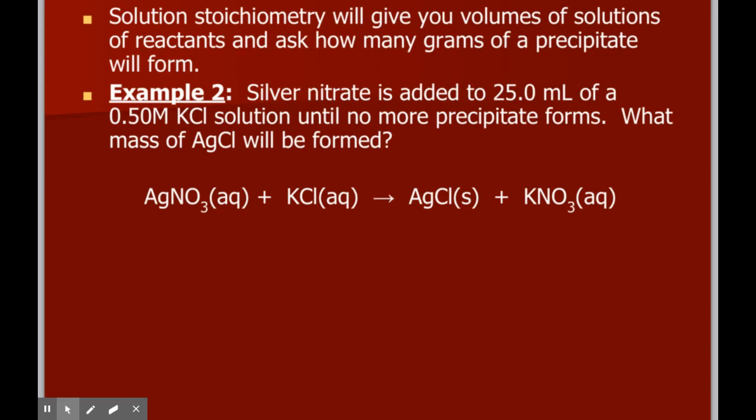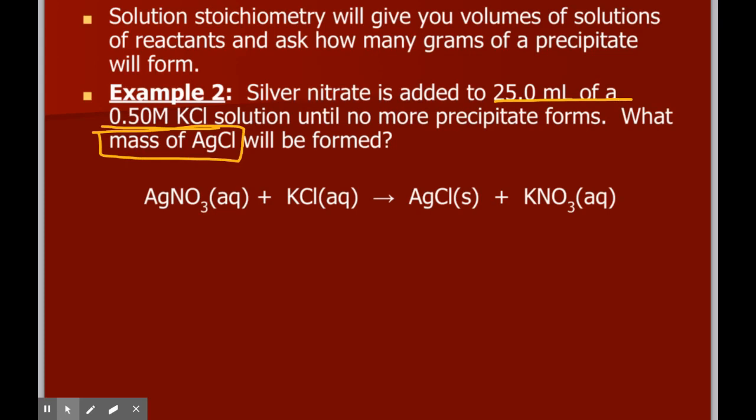There are several different ways that these problems can be given. Example 2 says silver nitrate is added to 25 milliliters of a 0.5 molar KCl solution until no more precipitate forms. Remember, precipitate is the solid that can form during the chemical reaction. And we want to know the mass of AgCl, or that precipitate that will be formed. So our given information is 25 milliliters of 0.5 molar KCl, and the question is asking us to find the mass of silver chloride that's going to be produced.